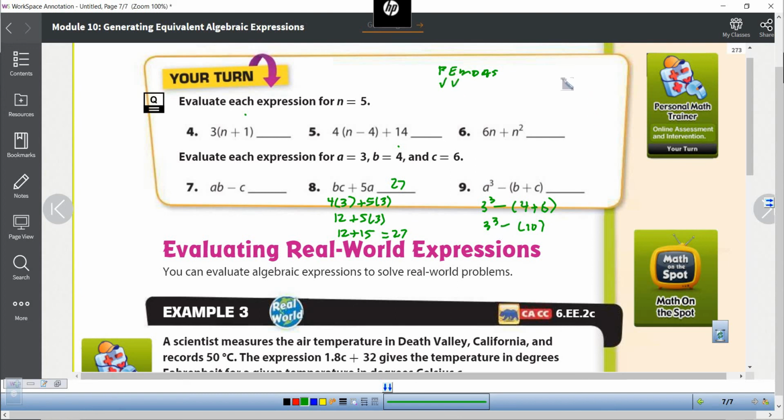3 to the third power, remember that doesn't mean 3 times 3. 3 to the third power means 3 times 3 times 3, right? 3 being multiplied, so there's 3 times 3 times 3. Well, 3 times 3 is 9, and 9 times 3 is 27. So what do I get? I get 27 minus 10. Now I only have one operation, and the answer is 17.